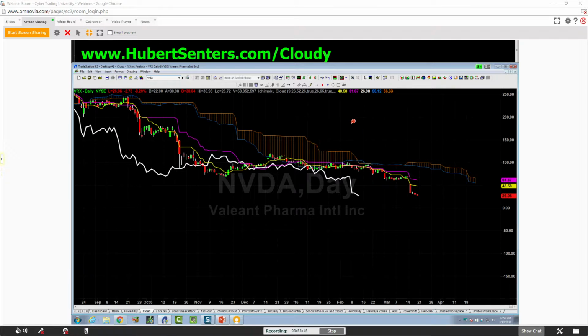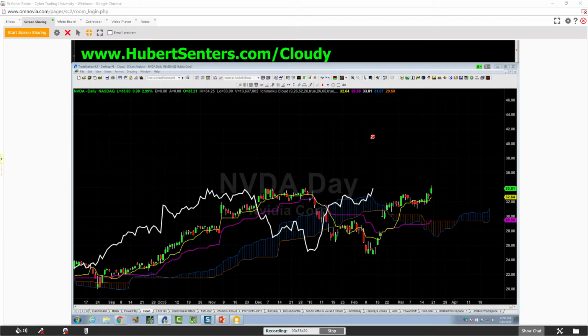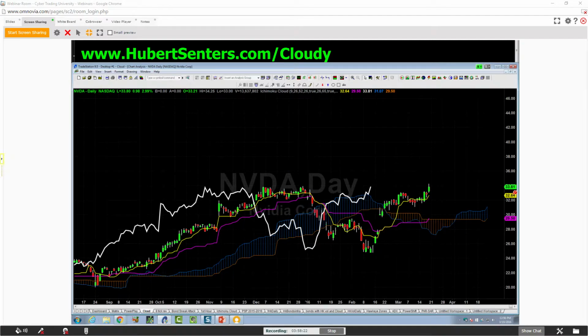NVDA, NVIDIA is a long. It's above the cloud, long at 33.81, stop at 32.64. Got a little overhead resistance, but it looks like it's cleared at target 38.